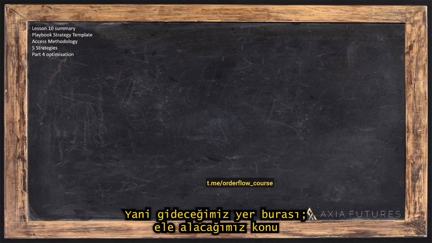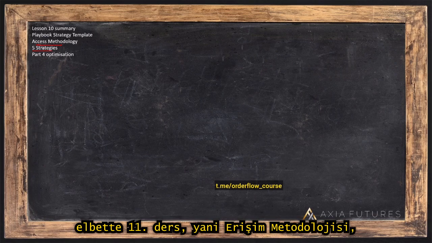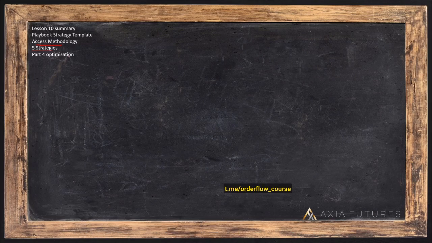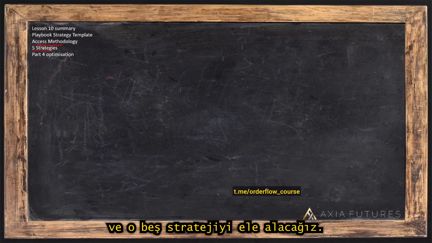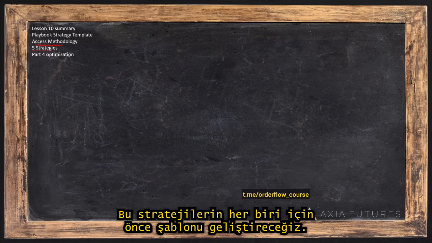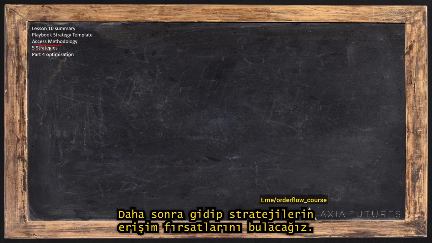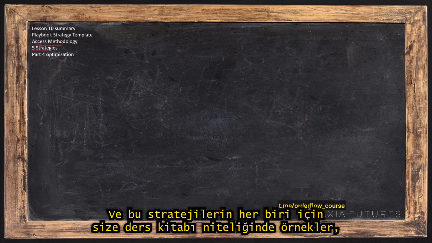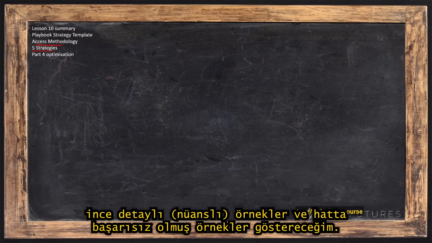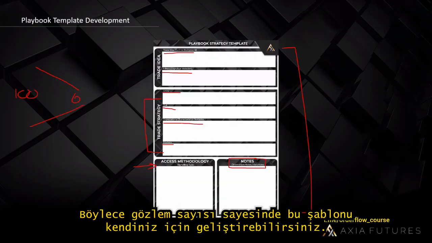We're going to deal with lesson 11, which is the access methodology, and then we're going to take 5 strategies. For each of those strategies, we're going to develop the template first. We're then going to go and find the access opportunities of those strategies. And for every single one of those strategies, I'm going to show you textbook examples, nuance examples, and even failed examples, so that you can develop this template for yourself through the number of observations.